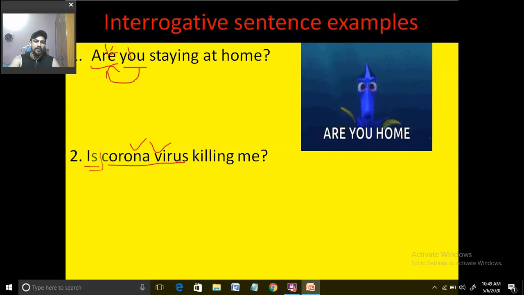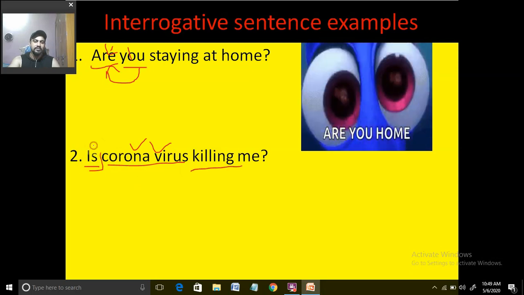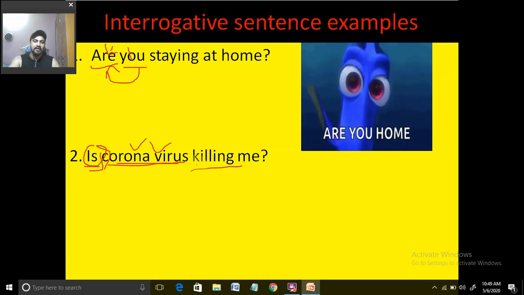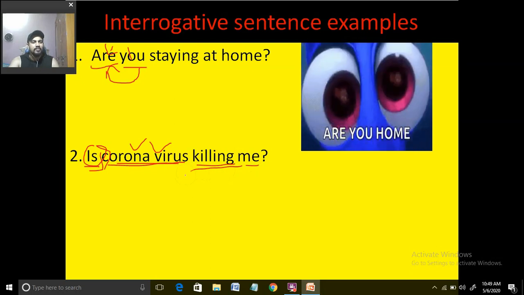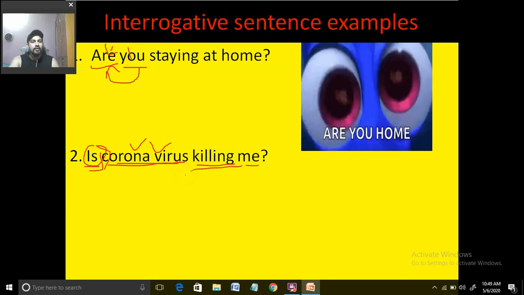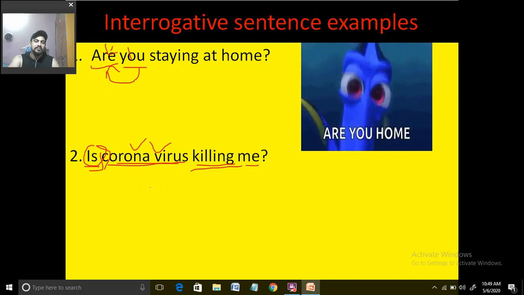Okay, so is coronavirus killing me? So is a helping verb, and coronavirus is the singular subject, and killing is our main verb, and me is me. Okay, is coronavirus killing me? Then the question is asked by the person to himself: is coronavirus killing me? It's like Hamlet asking, my father. Okay, then is coronavirus killing me?